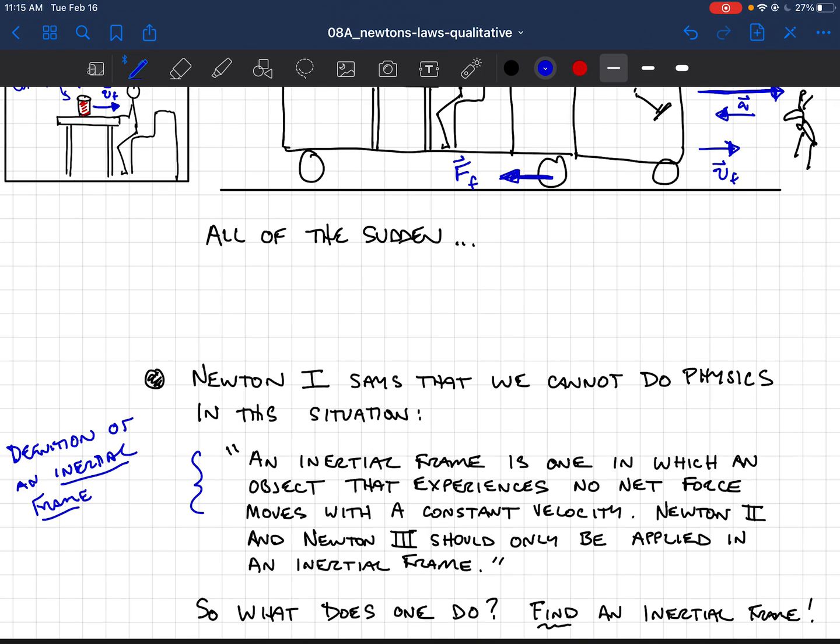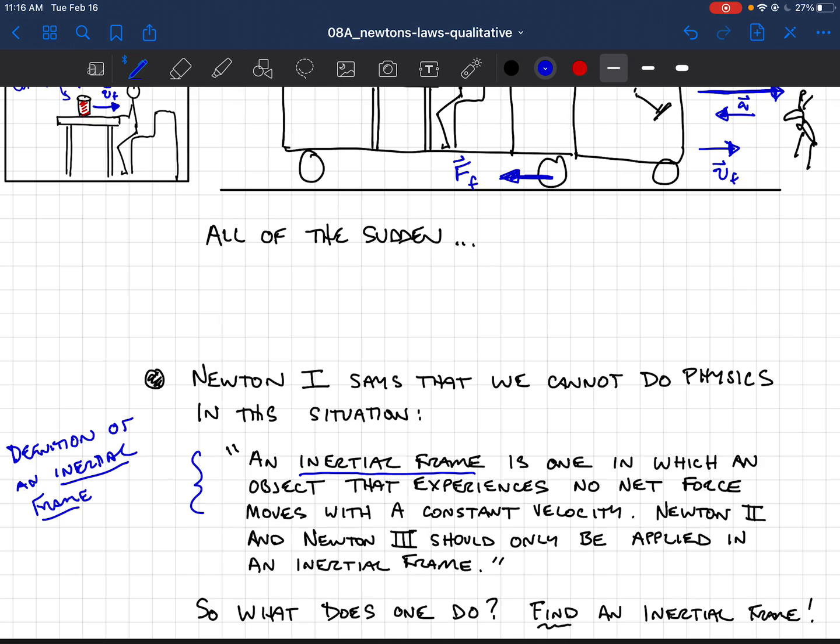So it says an inertial frame is one in which an object that experiences no net force moves with a constant velocity. That's the definition of an inertial frame. And in fact, it gives you, within the definition, an experimental test of whether you're sitting in an inertial frame. Because what it says is, if you look at all the objects around you, if they have no force on them, then they should be moving with a constant velocity.